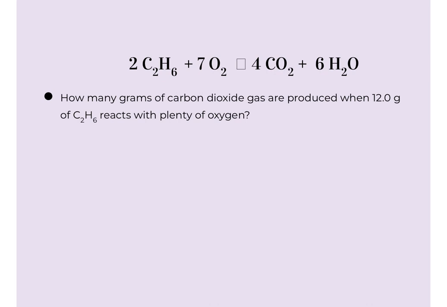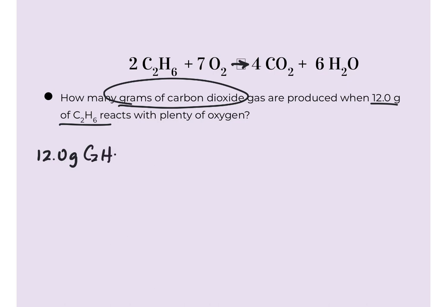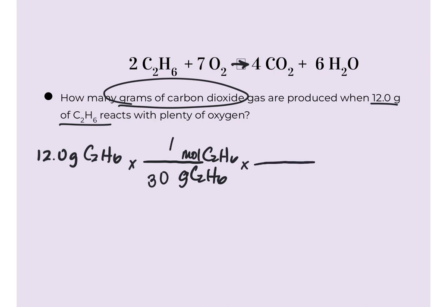So let's do one more practice one together just to make sure we're all on the same page. So this is still the balanced equation we were using before, and this time we're starting with 12 grams of ethane and we're being asked to find grams of CO2. So I'm going to start with my 12.0 grams of ethane. And if I look back, we're going to convert grams of ethane into moles of ethane. 1 mole is equivalent to 30 grams. I added that up before. So I'm just pulling it from before.